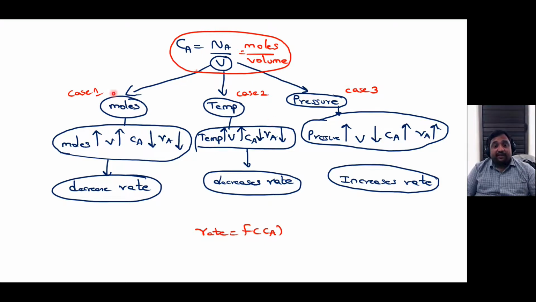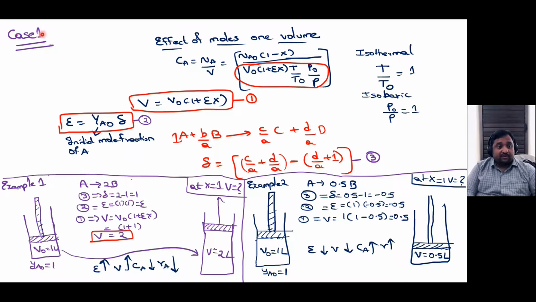So these are the three different cases we are going to discuss with an example. In case one, we are talking about how moles affect the volume. In case two, the temperature effect on volume, and in case three, how the pressure will affect the volume. Let us go to case one. This is case one, which we are going to discuss: the effect of moles on volume. Let us go back to your CRE basic concepts.